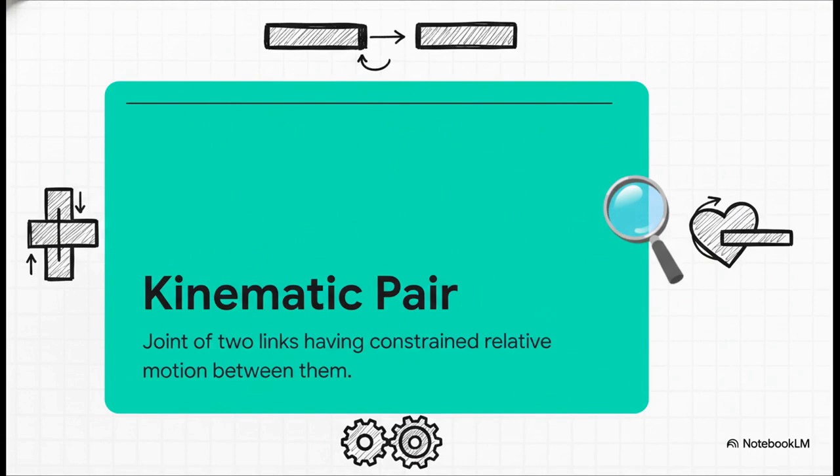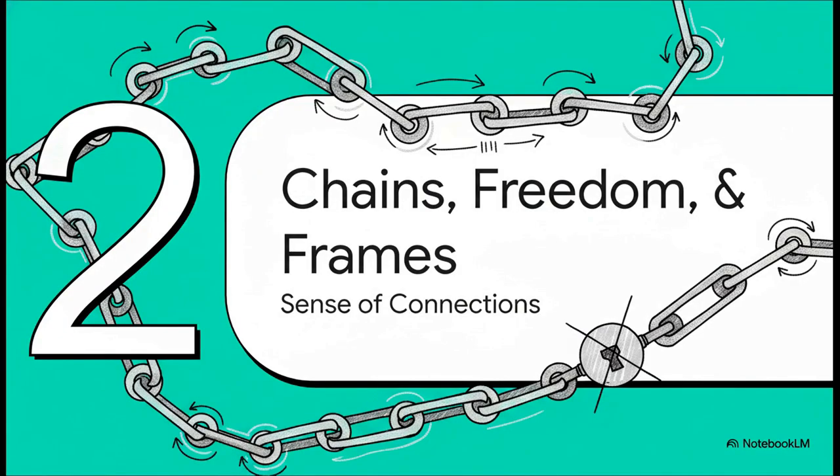Okay, so if the links are our letters, then kinematic pairs are the grammar. A pair is just the joint that connects 2 links together. But here's the crucial part. The joint constrains the motion. It forces the 2 links to move relative to each other in a very specific way. Think about a hinge on a door. It only lets the door swing. It can't move up or down. That control is everything.